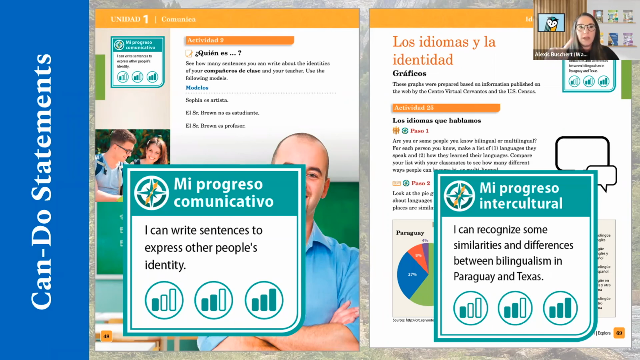So 1 would be, I'm not ready yet, I need more practice. 2 would be, I feel like I can do this with some support. And 3 would be, I can do this on my own. So that could even be just a quick check-in towards the end of class with your can-do statements for that day or for that unit.